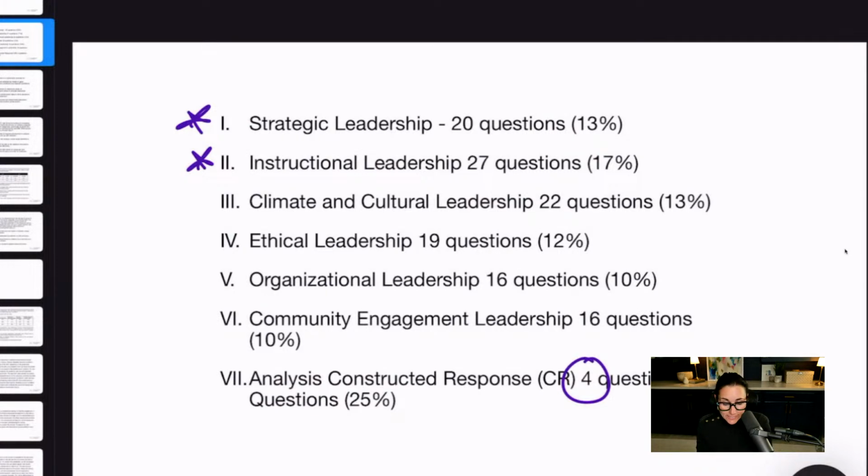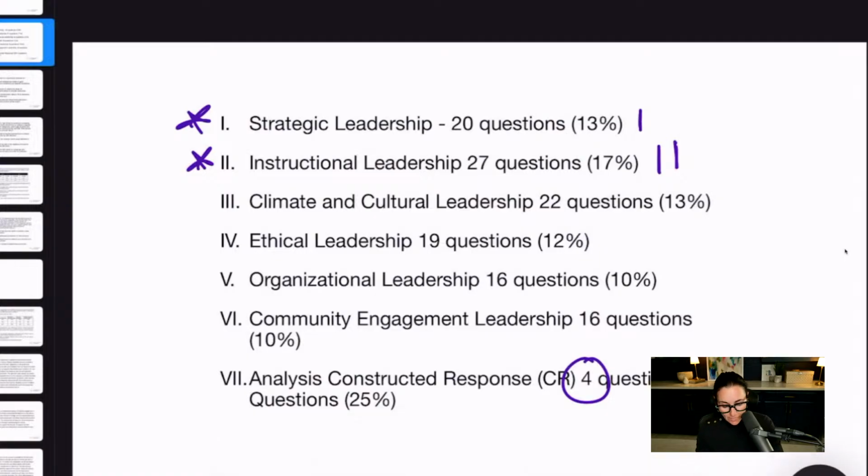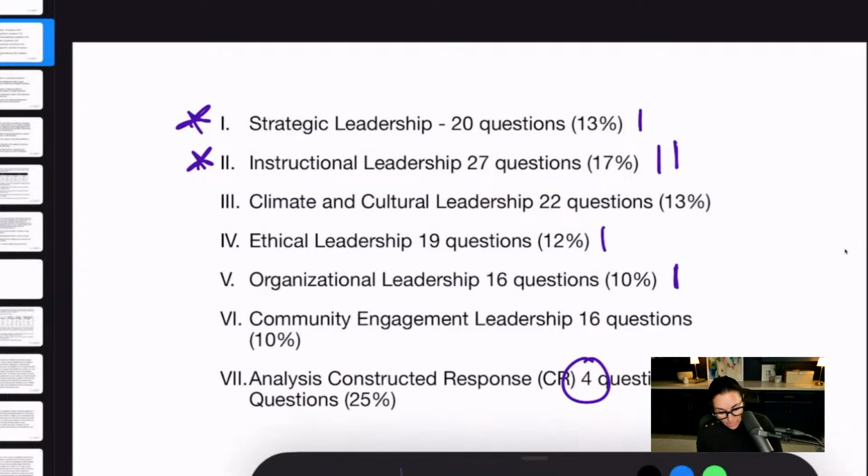Okay, so there are 4. Let's say you got 1 from strategic leadership and 1 from instructional leadership. Now, you could also do another one from instructional leadership and another one from strategic leadership. That happens. Or you could get 2 for instructional leadership, 1 for climate and culture, 1 from strategic leadership, 2 from instructional leadership, and maybe 1 from organizational leadership. All right. But you will always get a constructed response from strategic and from instructional. You could double up in there as well, but you will definitely get 1 from there, and you could get 1 from any other section here. Okay. I just want to be clear on that.